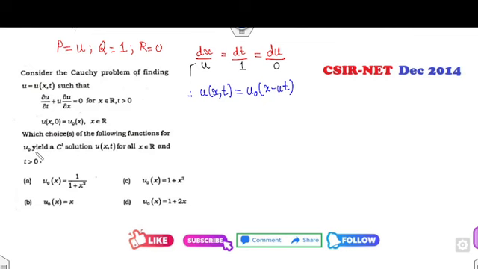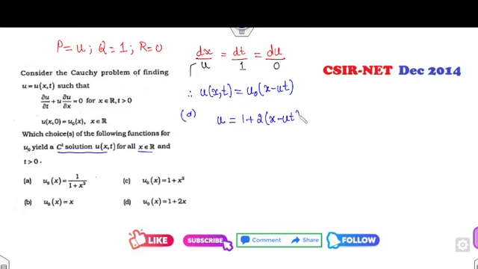Now read the statement. Which choice of the following function u0 gives a continuously differentiable function, C1, for all x and t strictly greater than 0? So you can choose any one. Let's say firstly I choose option D. So u naught is 1 plus 2x, which means u is equal to 1 plus twice of x.